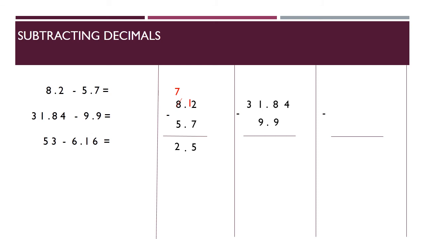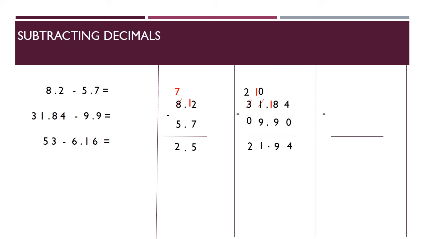31.84 minus 9.9, and the empty spaces we put zeros. 4 minus 0 equal 4. 8 minus 9 we can't, so we take from the 1. 1 becomes 0 and 8 becomes 18. 18 minus 9 equal 9. We put the point. 0 minus 9 we can't, so we cross 3 and become 2. 0 becomes 10. 10 minus 9 equal 1. 2 minus 0 equal 2.